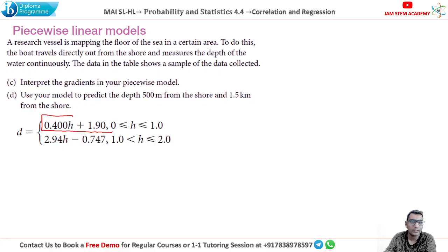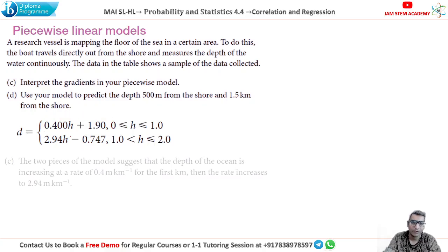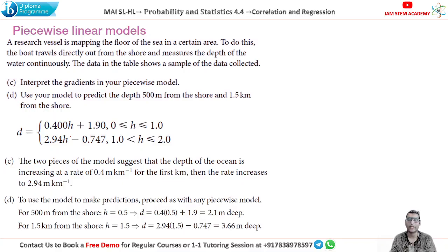So 0.0400 times 0.5 plus 1.9 is the answer for the 500 meter part. Similarly, put the second value of h in this part to get the depth. And that gives us the following answers, 2.1 and 3.66, as you can see.